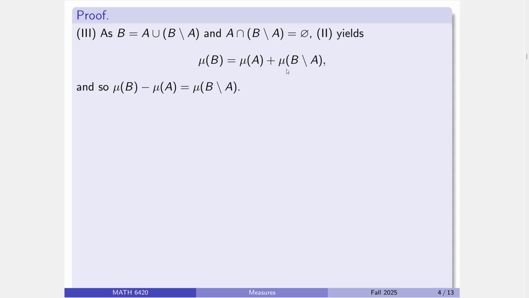Hey, there we go. Now, note here that this is a non-negative thing, so this has to be non-negative, meaning that the measure of A is less than or equal to the measure of B. Cool. So there's the monotonicity.